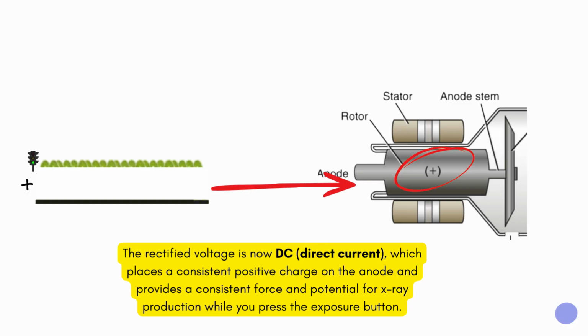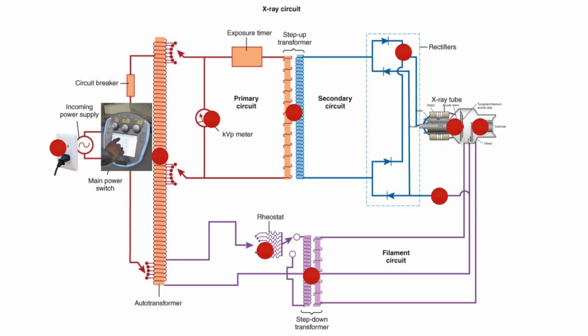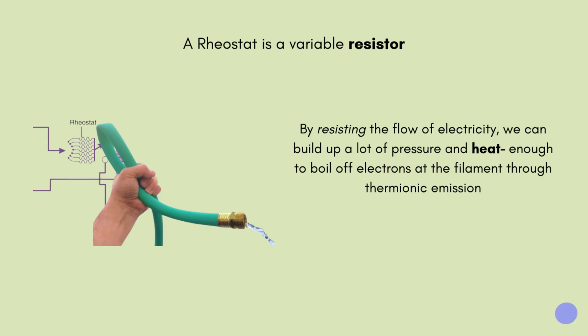Now, if we go back and let's see what's happening in the meantime with the filament circuit, which is this here, kind of a pinkish purple color. So if you click on that red dot, you're going to be taken to the rheostat. And so if you click on it, you'll be taken here. The rheostat is a variable resistor. And here is our water analogy. If you kink the hose, right, you might still get a little water coming out, a little amperage coming out, but it's greatly reduced. And what that does is builds up a lot of pressure and heat, because we know right from the X-ray system, it's actually still, even to this day, kind of an inefficient process.